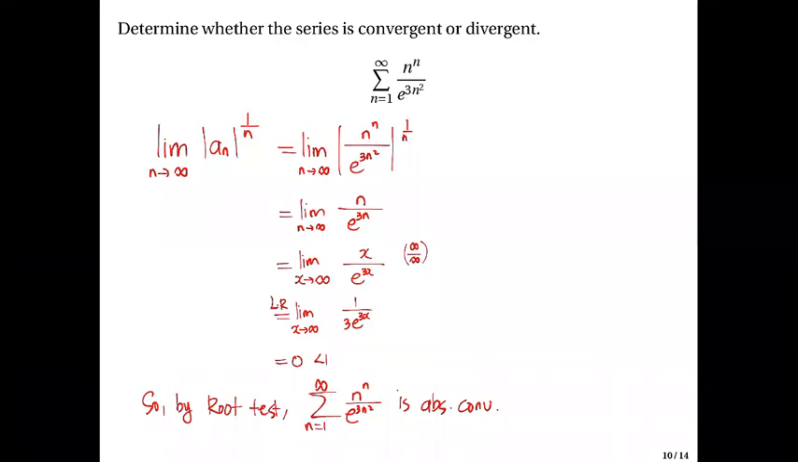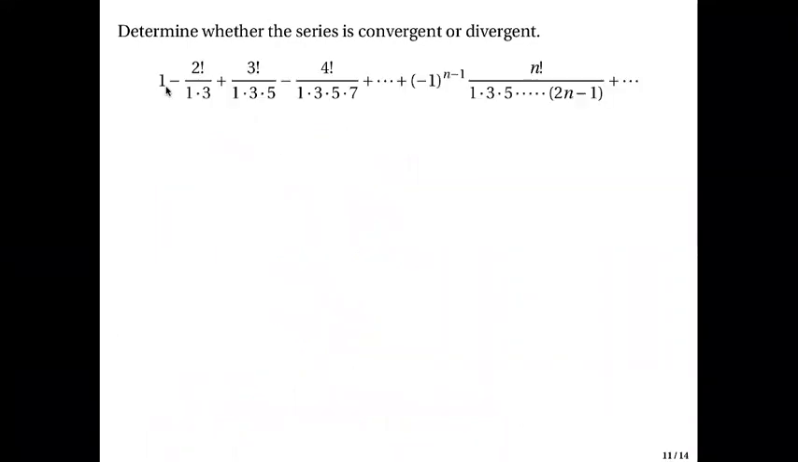So for our next example, we have the following. We have 1 minus 2 factorial over 1 times 3 plus 3 factorial over 1 times 3 times 5 minus 4 factorial over 1 times 3 times 5 times 7 plus until we have negative 1 raised to n minus 1 times n factorial all over 1 times 3 times 5 times blah blah blah times 2n minus 1 plus so on. So basically, the first few terms were enumerated, and we have this as our general term.